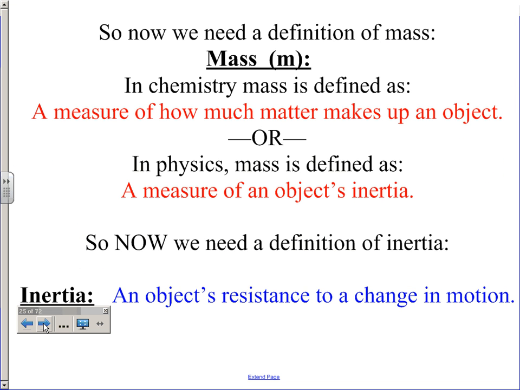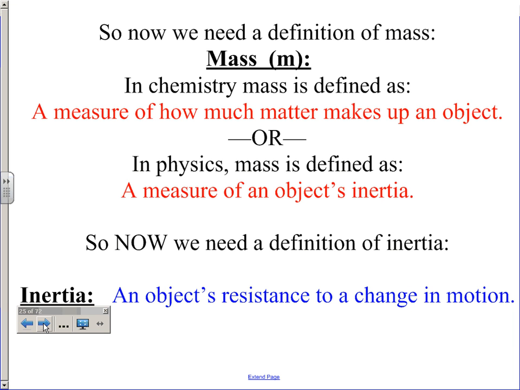In chemistry, hopefully you learned that mass is defined as something along the lines of a measure of how much matter makes up an object. When you measure the mass of an object, you're basically counting particles. The more molecules or atoms or electrons and protons or teeny little particles that make up your object, the more of those particles you've got, the more mass you've got. So mass is counting matter. More matter, more mass.